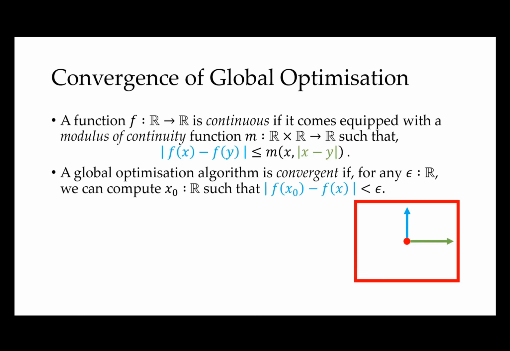And then we say, well, a global optimization approach, not just a branch and bound approach, but any global optimization approach, is convergent if for any epsilon, we can compute the best value up to that epsilon. And what we essentially mean by this is that the maximum height of the total search area has decreased below that epsilon. And then at that point, we can just return the best result, but we've reduced ourselves into that area.